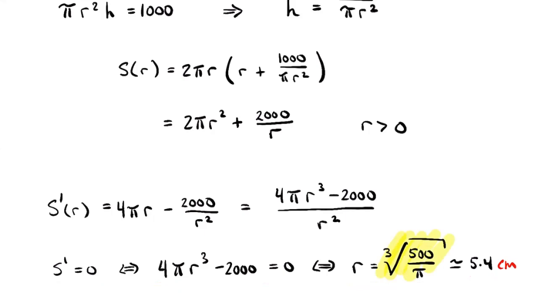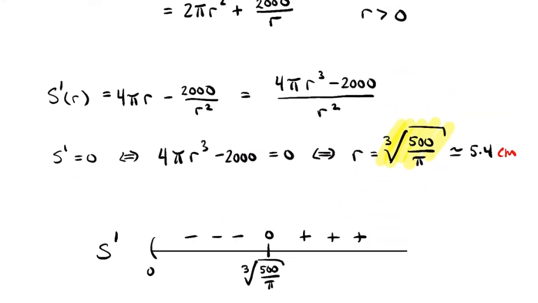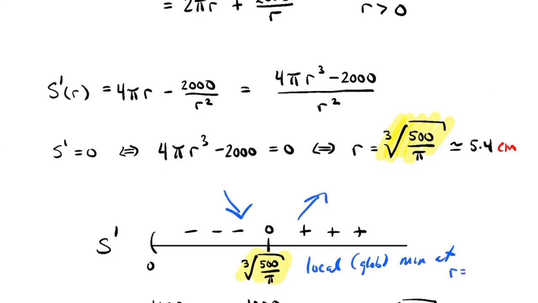Okay? So what do we got to do now? We got to make a sign chart. I got to take that one and only critical value and put it in my sign chart down here. And you can check my signs that when r is less than that critical value, the derivative is negative. And when r is bigger than that critical value, the derivative is positive. So a sign diagram that looks like that tells us a function was decreasing and then increasing. So the first derivative test tells us that we've got a local minimum and hence a global minimum because it was the only critical point. Got a global minimum at r equals this cube root of 500 over pi.